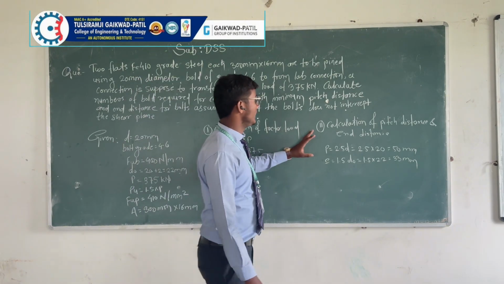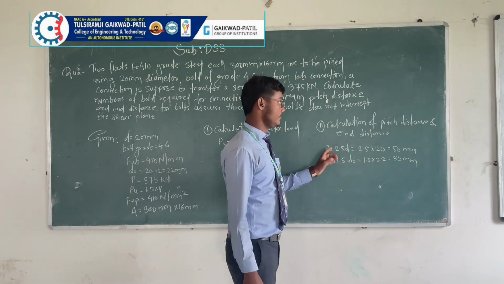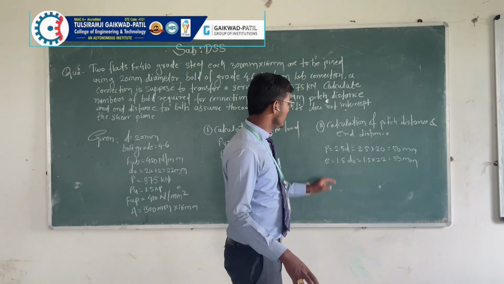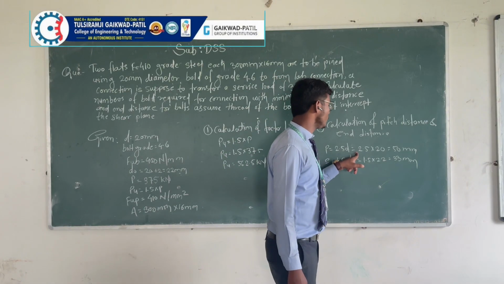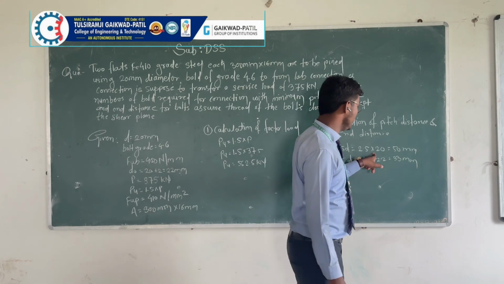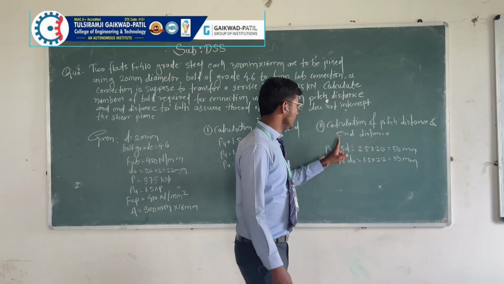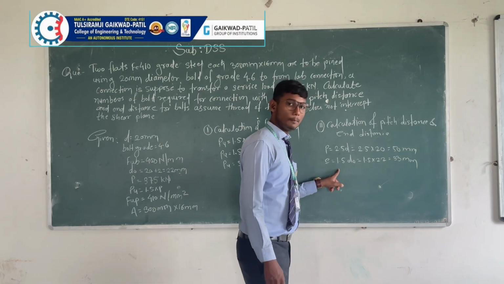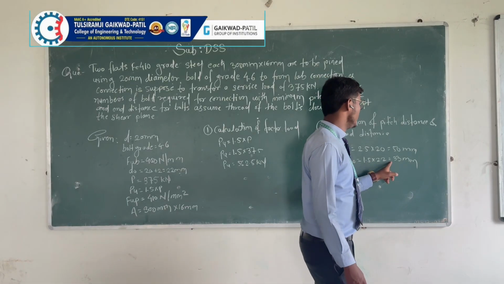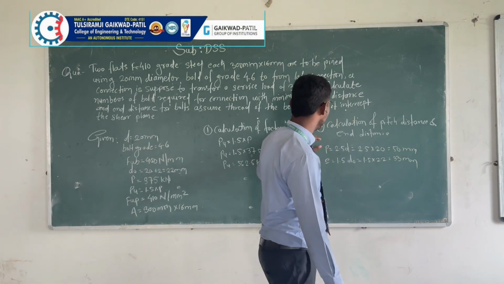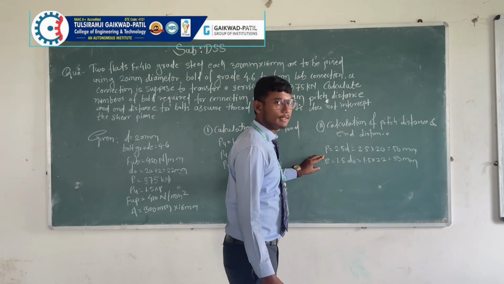Then the second calculation is the pitch distance and end distance. First, the pitch distance P is equal to 2.5 d, which is 2.5 into 20, equal to 50 mm. Then the end distance is equal to 1.5 d0, which is 1.5 into 22, equal to 33 mm. This is the pitch distance, and the second is the end distance.